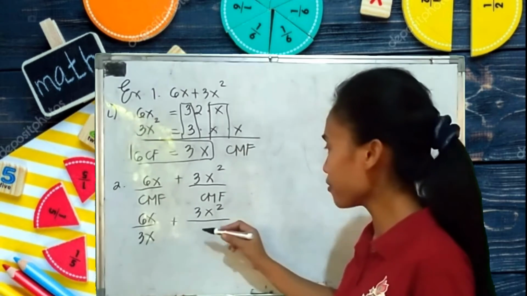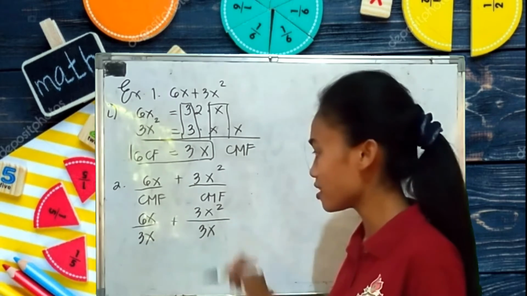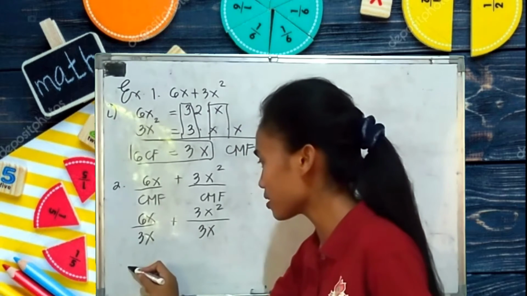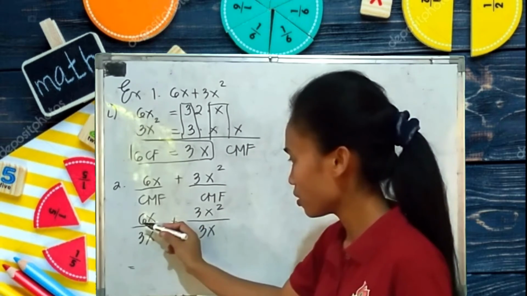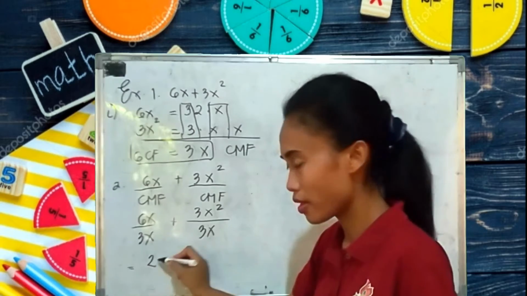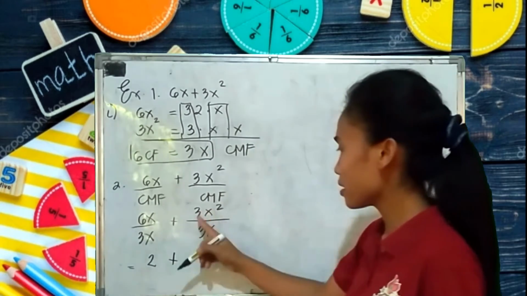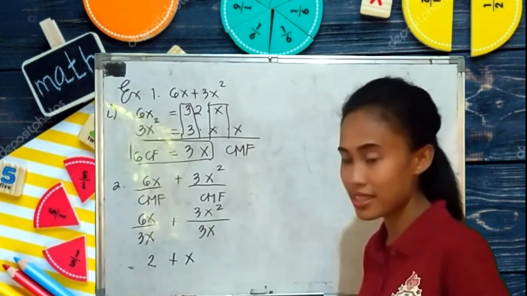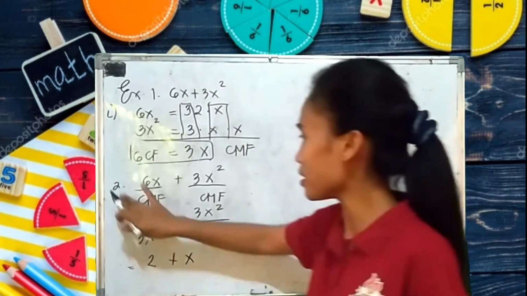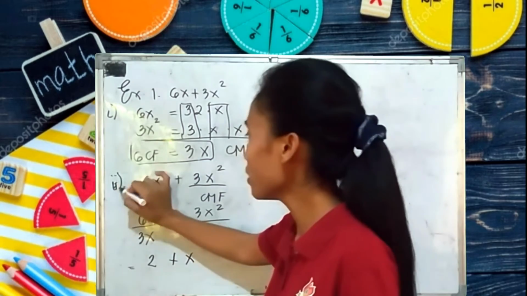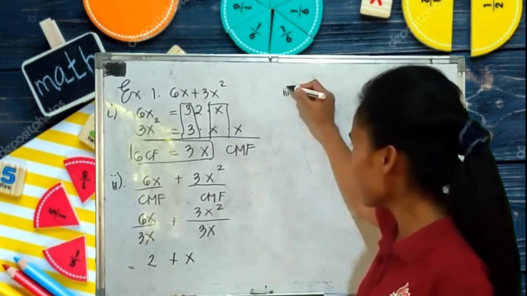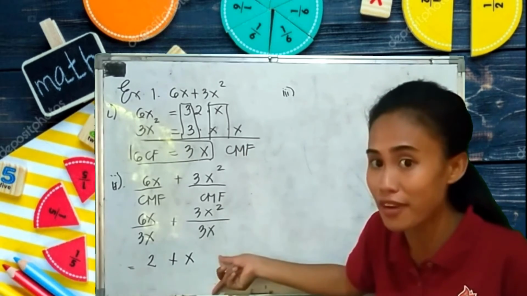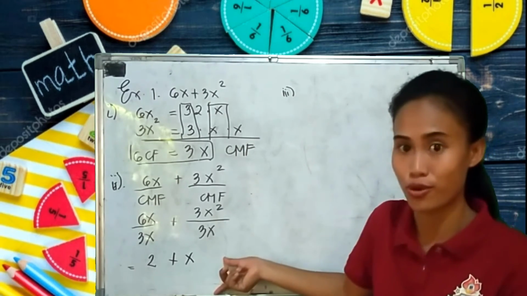And our CMF now is again 3x. So 6x divided by 3x, that is equal to 2. Very good. And then plus 3x squared divided by 3x is equal to x. Now for our step 3, this is our step 2. And for our step 3, we write now your CMF and this other factor as factors.